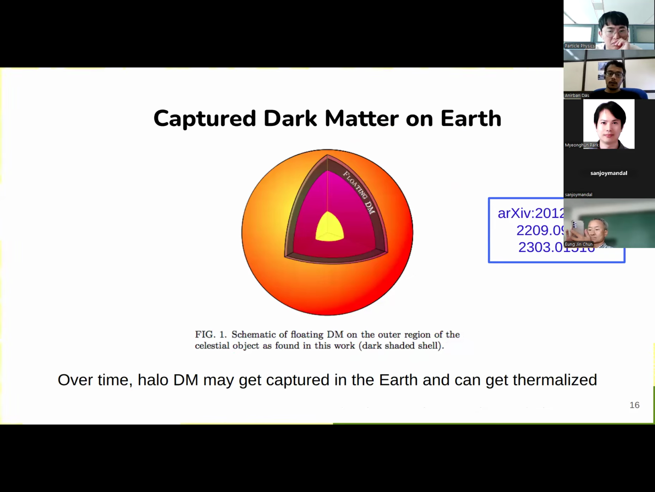Now, of course, we are going to look for halo dark matter because that's the primary motivation for any dark matter experiment. But there is also another.